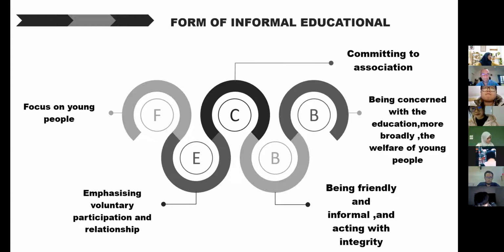But for now, I think their cognition and interests, their life, the imagination and the expression of themselves are quite different from the previous generation. And the second part is emphasizing voluntary participation and the relationship. The third part is committing to association. And the fourth part is being friendly and informal and acting with integrity. The last part is being concerned with education more broadly and the welfare of the young people.